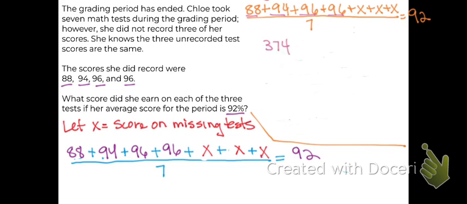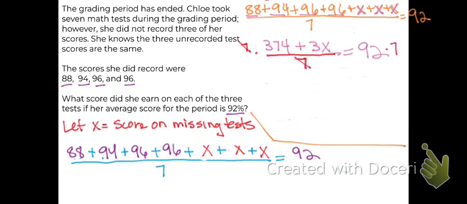Are there any other like terms? X plus x plus x. How many x's is that? 3 x's. So this is our new equation. Now, the way I read this is 374 plus 3x divided by 7. How do I undo that dividing by 7? You multiply by 7 because 7 divided by 7 is 1.